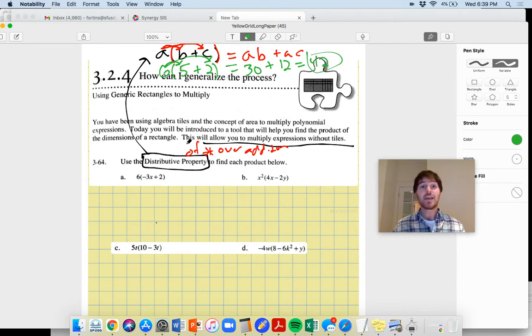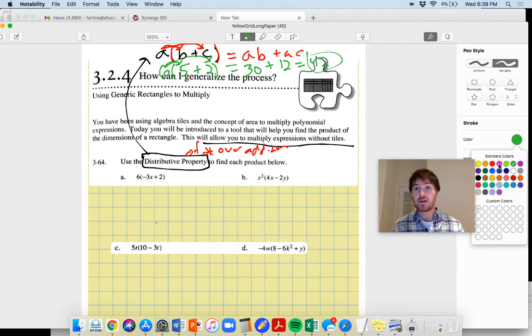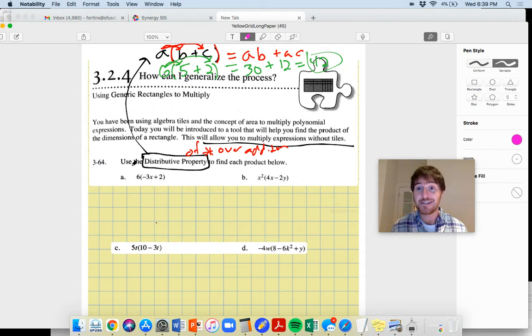Distributive property of multiplication over addition. Problems like these, you can just distribute. So what I'm going to do is distribute here. I'm not going to use a generic rectangle necessarily for these. But here's my 6 on the outside. I'm going to multiply that 6 to each of the terms on the inside. I can show it like this: 6 times negative 3x plus 6 times 2, right? That's what it means.